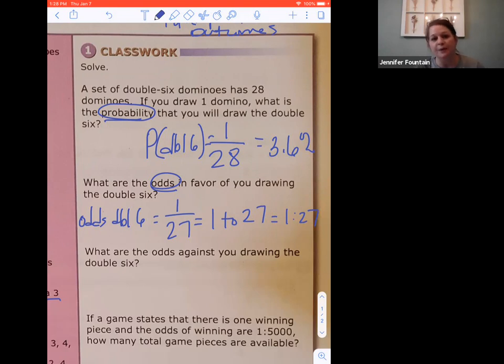We're using the same piece of data. We're saying, what is the chance of getting a double six? What is the probability of getting a double six? What are the odds of getting a double six? Okay, we're using the exact same thing, but we've got two different answers.